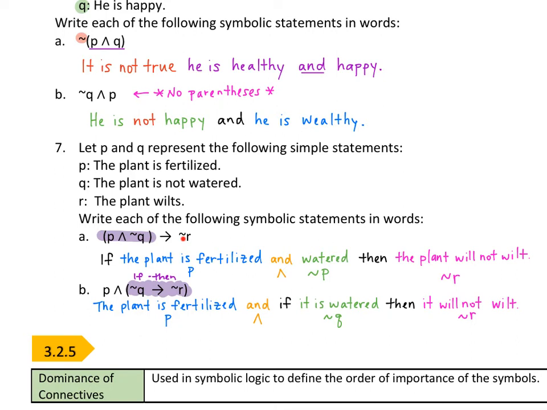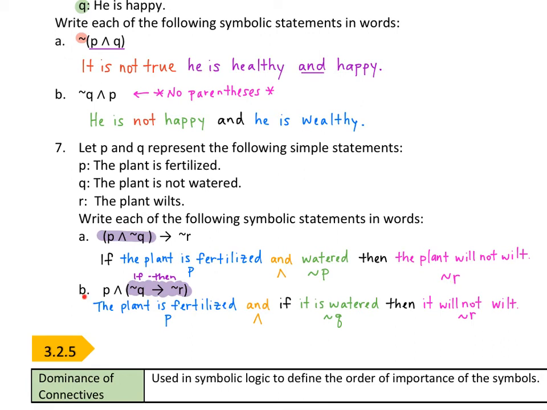Okay, so since we have that if-then statement, if, and then we're going to put this entire statement, and then we will have the word then, and we will take care of this not R portion. So we have if P, the plant is fertilized. We have the and symbol. Now it's not Q. Okay, so Q is the plant is not watered, so not Q is the plant is watered. So if the plant is fertilized and watered, now we've got the then, the plant will not wilt. That's our not R right there.